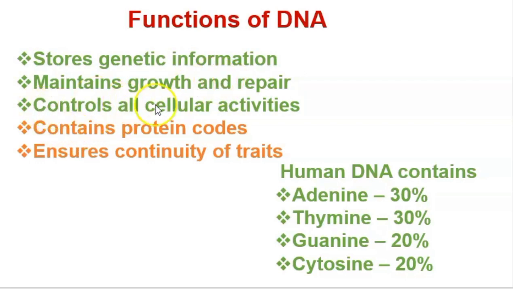Number three is control all cellular activities. Since all the information is in the DNA, it controls every cellular activity in the body. That's why the body is wired in such a way that information at one point communicates to another point. There is nothing that is out of control in the body, because all the information is wired in the DNA. And so all the cellular activities are under control.